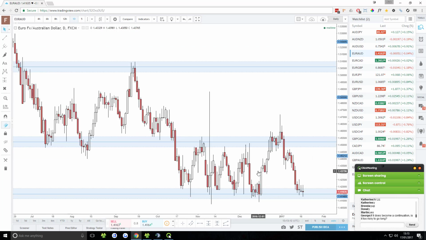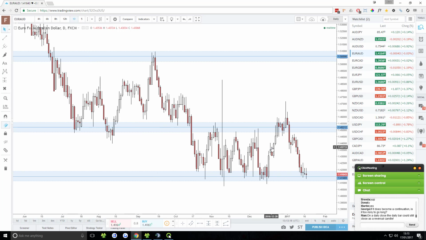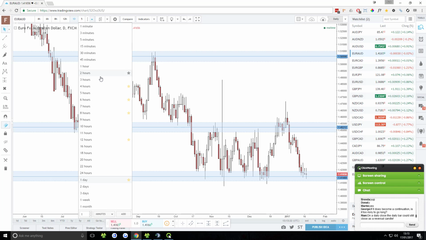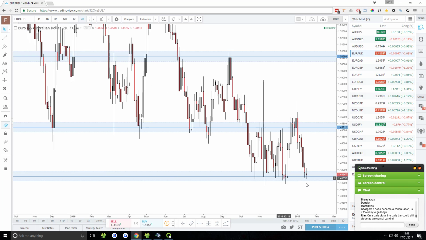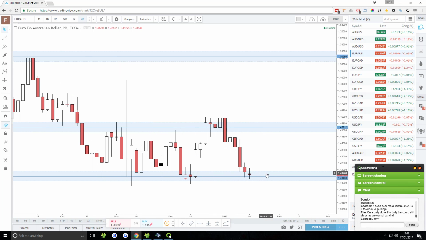Let's check out EUR AUD. Okay, interesting. Does everyone see what I'm seeing here with EUR AUD? Look at that. If you didn't see it on the daily, the 2-day makes it a lot clearer, doesn't it?